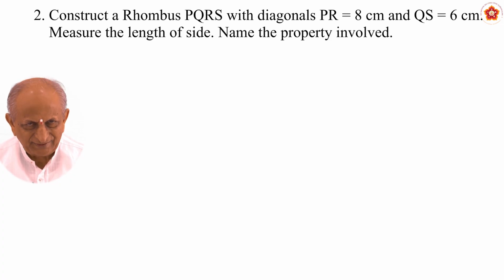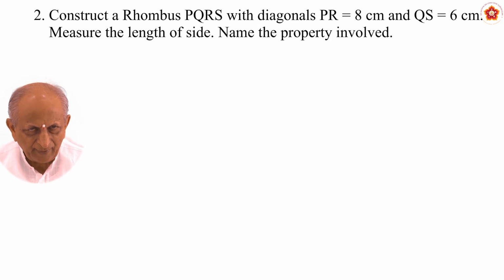Construct a rhombus PQRS with diagonals PR equal to 8 centimeters and QS equal to 6 centimeters. Measure the length of each side. Name the property involved. So here you are given only the 2 diagonals.